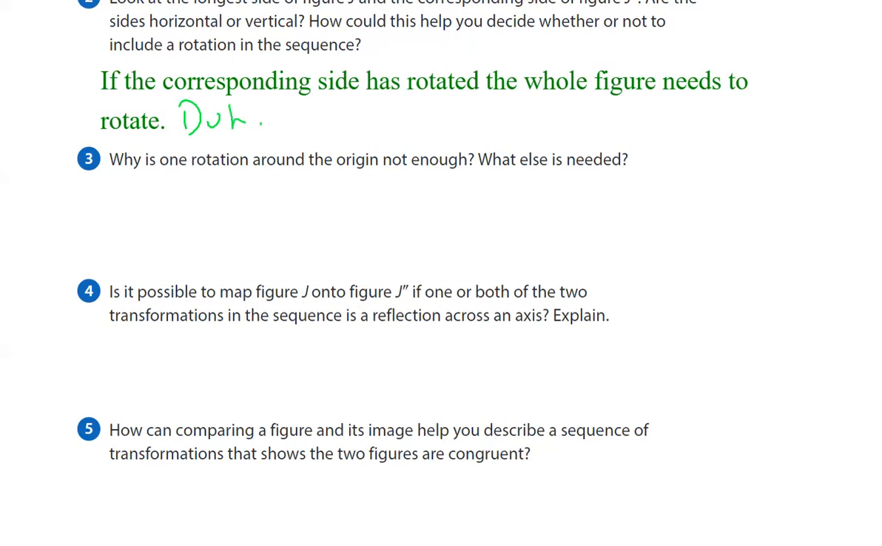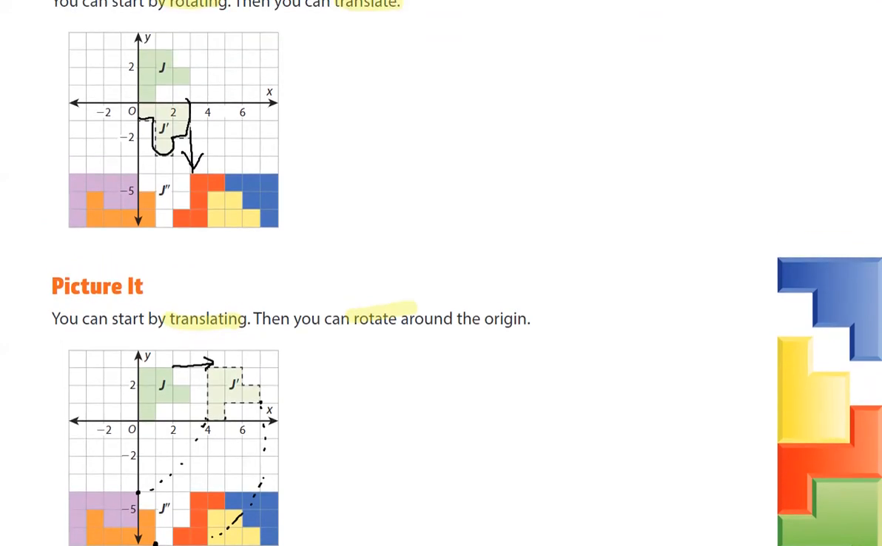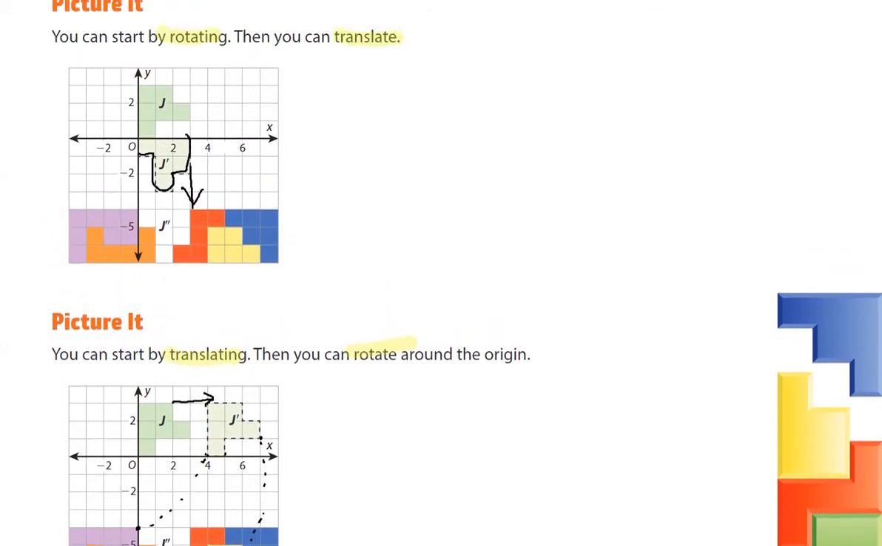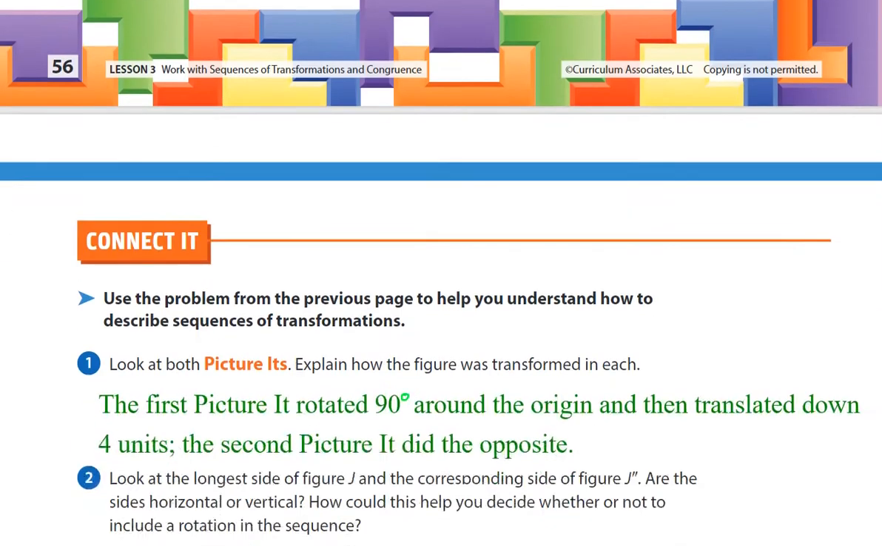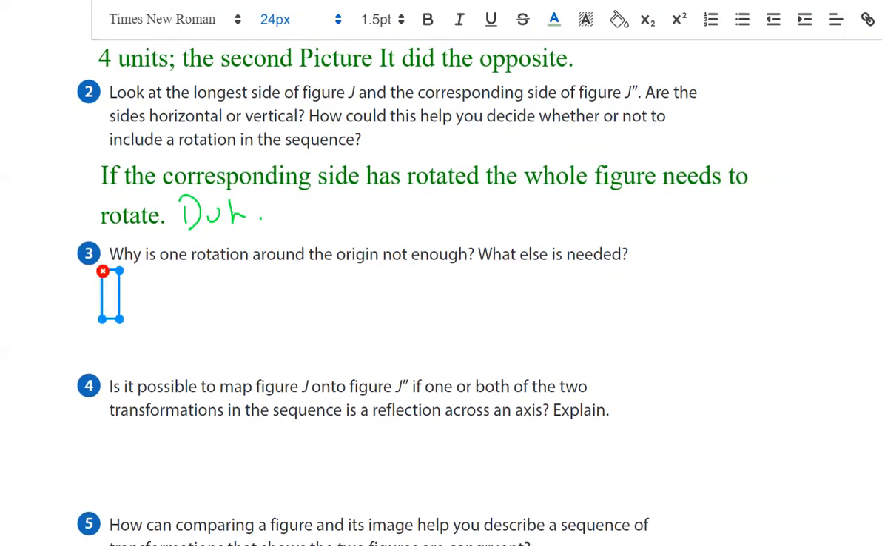There we go. Why is one rotation around the origin not enough? What else is needed? Well, we did it 2 different ways, obviously. If you rotated it first, then it's too high up. I guess we could just write that down. If you just rotate it, it's still way above where it should be.